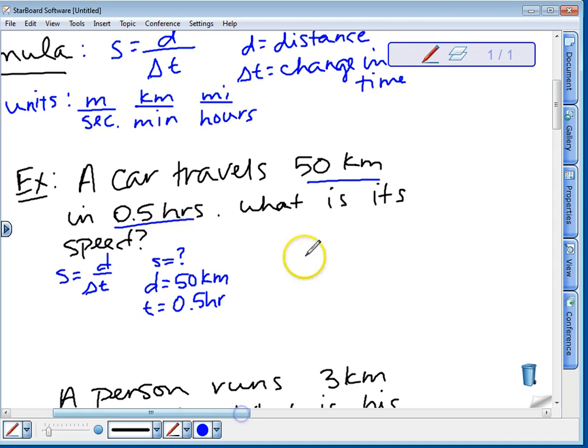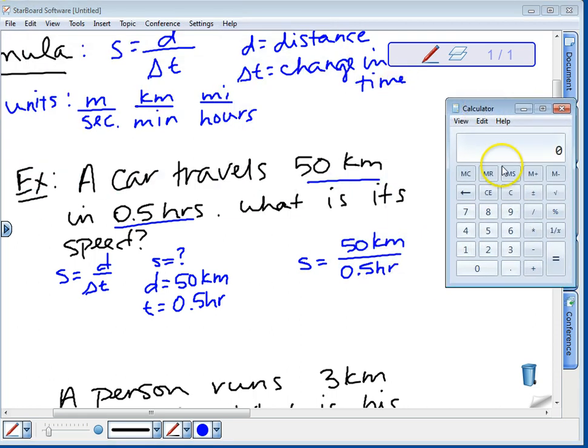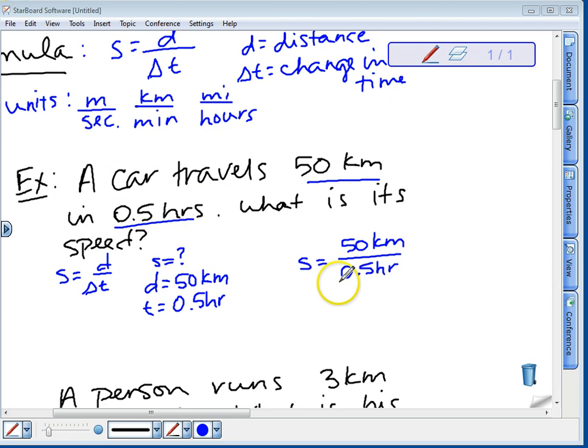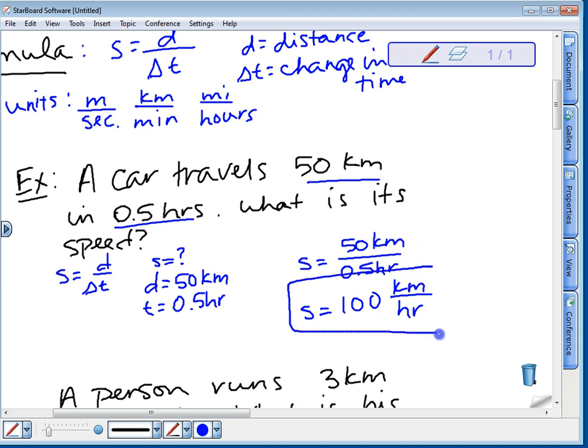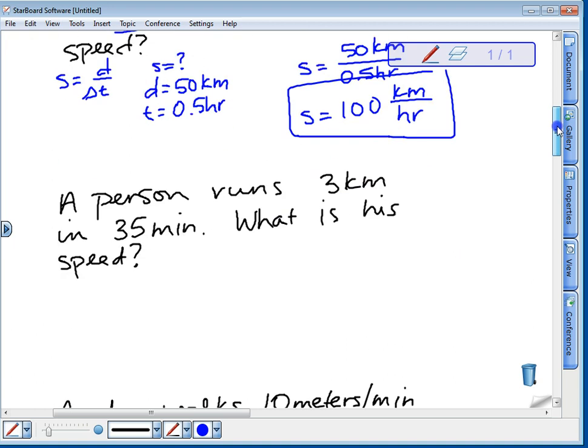Now I just need to plug in. Speed equals 50 kilometers divided by 0.5 hours. Get my calculator. 50 kilometers divided by 0.5 gives me 100. So my speed is equal to 100 kilometers per hour. Okay, I look at what I'm given. 50 has 1 sig fig. 0.5 has 1 sig fig. So my answer should have 1 sig fig, which it does.